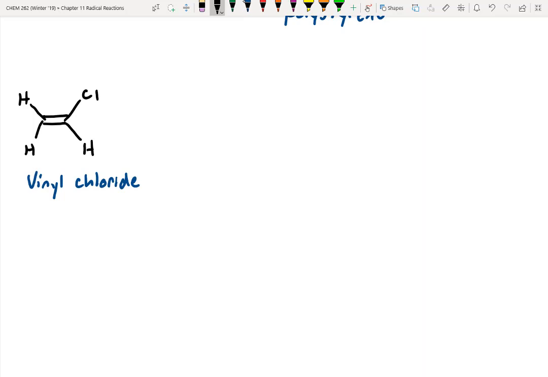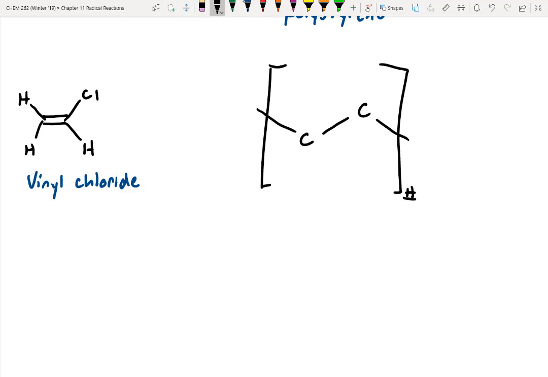And vinyl chloride, if you polymerize it, does the same sort of thing. We'll make one giant chain that repeats. The left carbon will have two hydrogens. The right one will have a hydrogen and a chlorine. Yep?